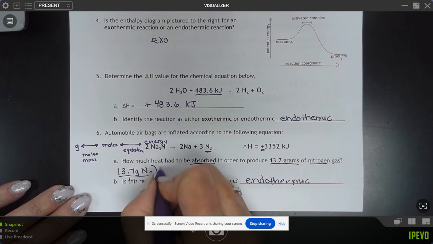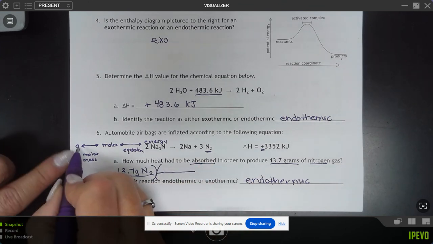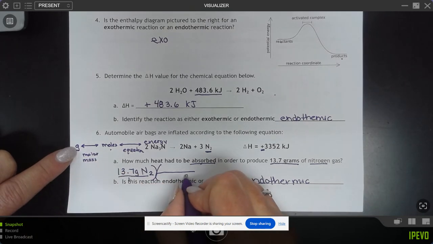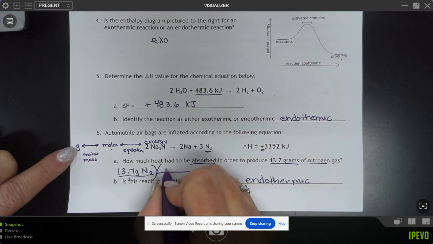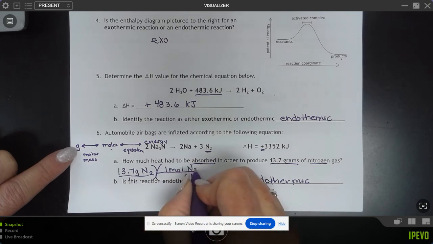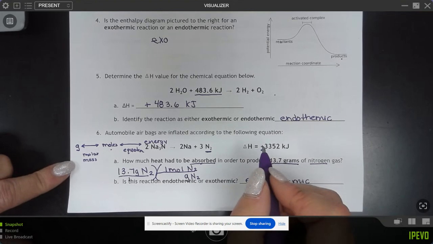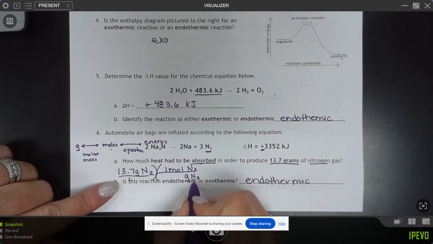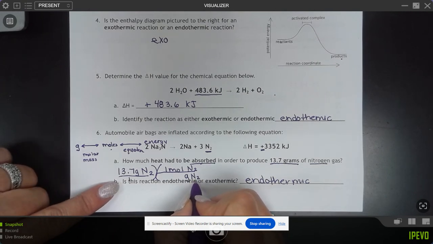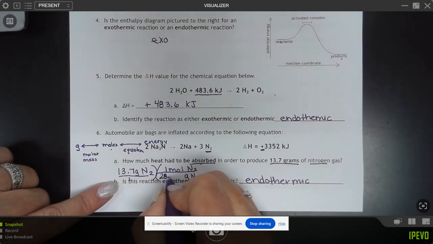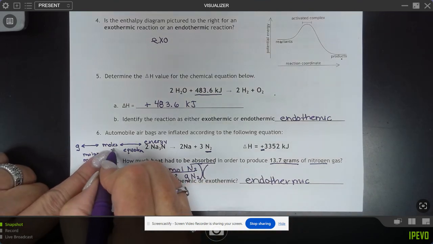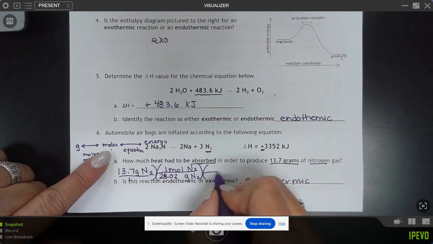This is going to go over 1. Now, we're starting with grams, so we need to first convert to moles. On the bottom, we're going to have grams of N2. On the top, we're going to have 1 mole of N2. When we're looking for grams, we are always going to look at the periodic table. The molar mass of nitrogen is 14.01 grams. We have 2 of them, so that's going to be 28.02 grams.